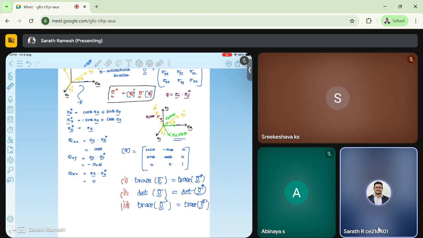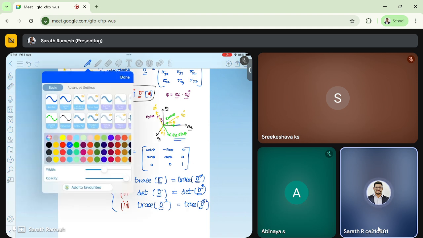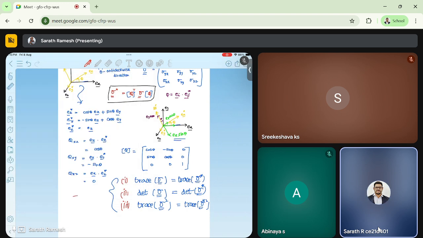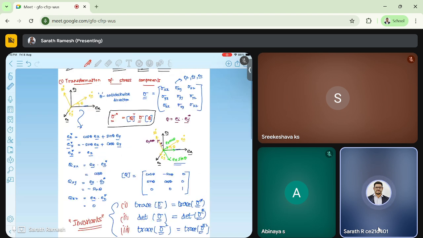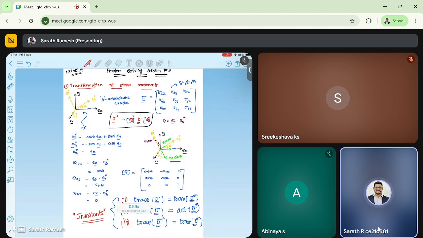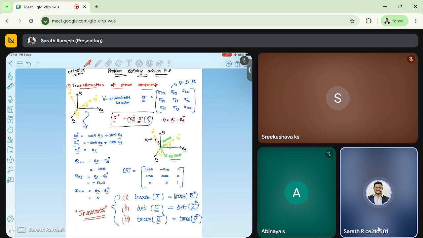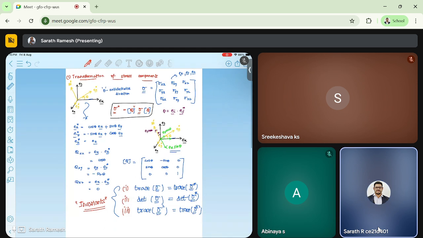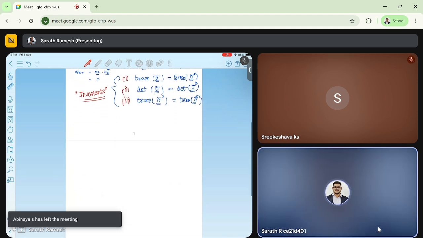We'll see in a problem now shortly. So these are called invariants. Mathematically, they are called invariants. Invariance means something which won't change, will never change. Okay. We'll see shortly. We can play around with the stress matrix, but these three will never change. Let's quickly jump into a problem.